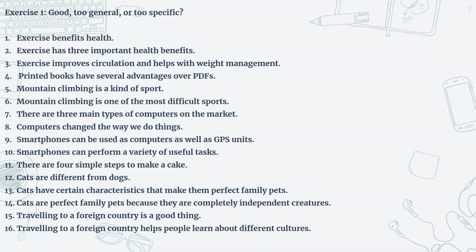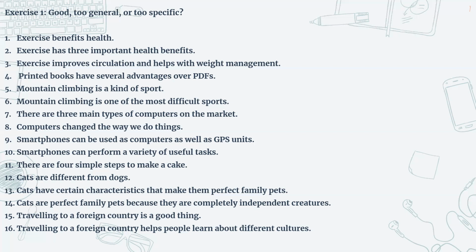Eight, computers change the way we do things. Oh, really? I didn't know that. I'm just being sarcastic. Anyway, this is not a good topic sentence because it's too general. We all know that computers changed the way we do everything. So this is not a good topic sentence. Nine, smartphones can be used as computers as well as GPS units. Okay, this is too specific. I'm giving you specific information. So this is not a good topic sentence.